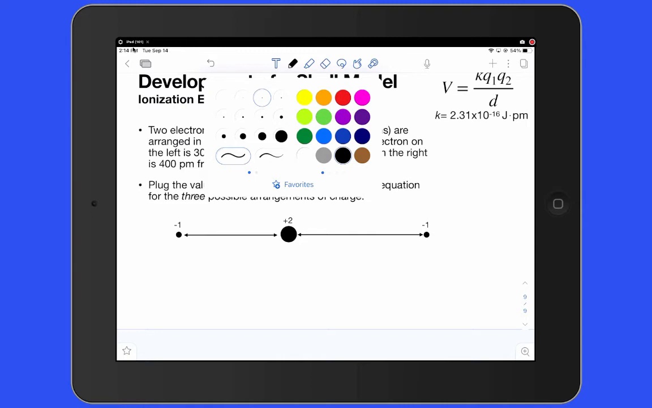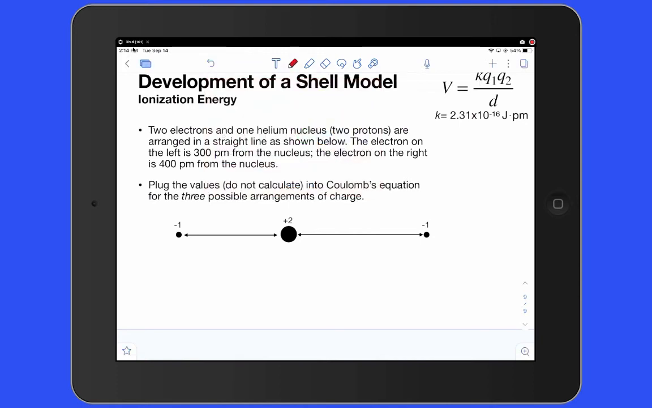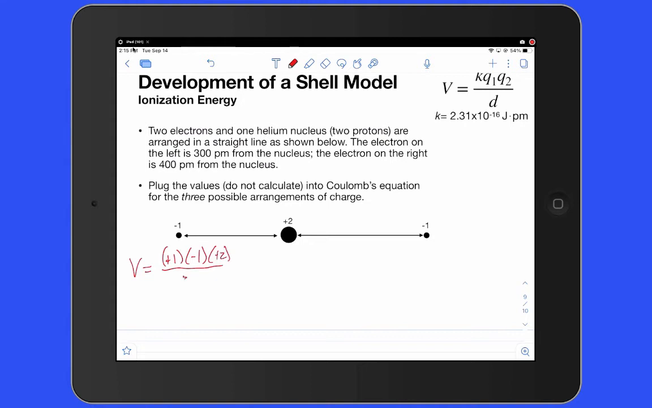Magnus, since you were first chosen, pick a combination. Tell me what it is. I'm going to write it on a specific area here, on the left side. It says 300 picometers. So V equals plus 1 times plus 2 times, over 300. Good.